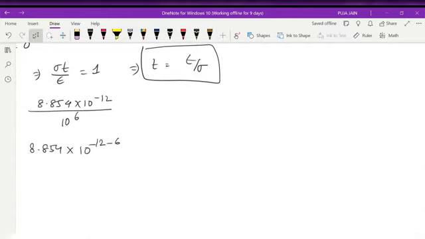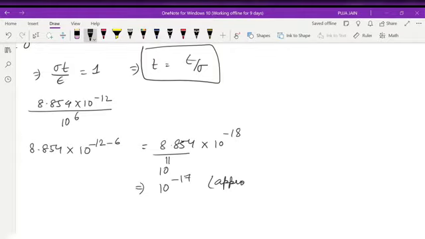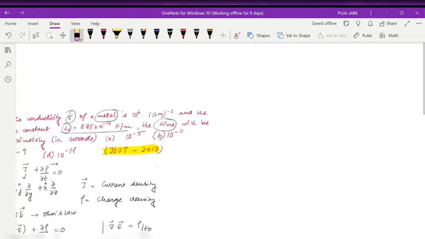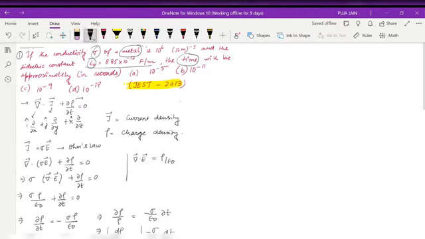Let's see what we are getting. 8.854 into 10 to the power of minus 12 minus 6, that is minus 18. This can be approximately written as 10, so we get 10 to the minus 17 approximately. In the question also they have asked for the approximate answer. So our answer is option D, 10 to the power minus 17.